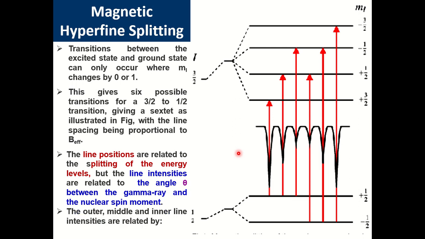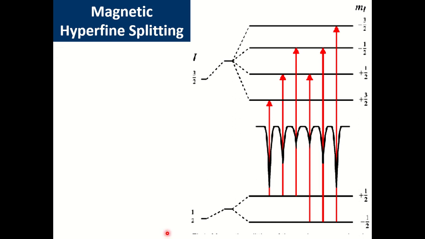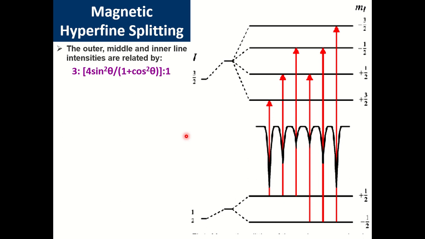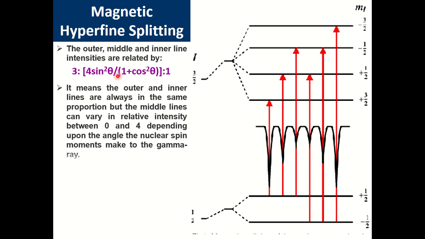Okay, so in this case we will get 6 lines. The outer, middle and inner line intensities are related by this formula: 3 : 4 sin²θ / (1 + cos²θ) : 1. You can see this is 1, this is 3, and this is the variable. So 3, 1, and the middle one can vary depending on the actual value, that is, the angle they make with the gamma ray photons.